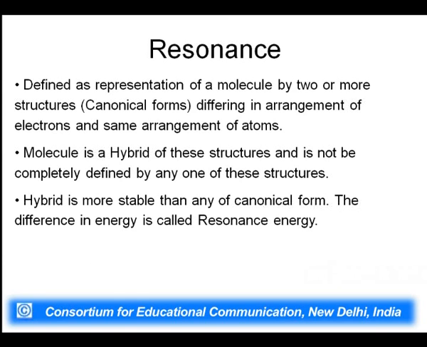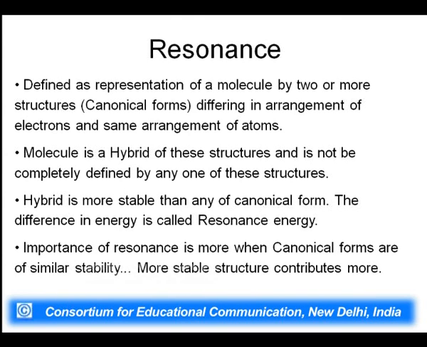The next point is that the hybrid is always more stable than any of the canonical forms. Similarly, the hybrid was benzene, not cyclohexatriene, and the hybrid has an energy difference, the resonance energy, which in the case of benzene was 150 or so kilojoule per mole of energy. It is called resonance energy.